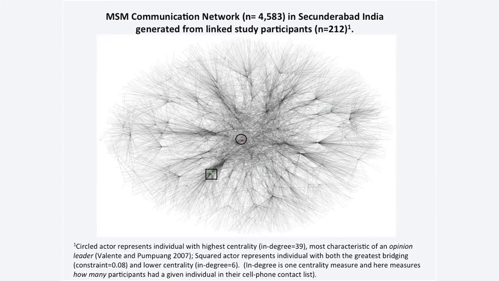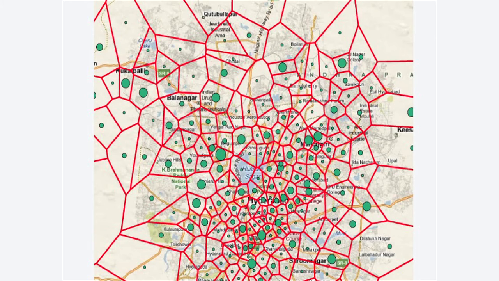This is what the network looked like. This is an MSM communication network with close to 4,500 people in it, from 212 respondents. The person I circled is the one we calculated as being the most centrally located in the network; they were connected to the most people. This person over here was the most bridging in the network, connected to two groups who were not connected to each other. That's important because HIV spreads through bridges. This is where people were located. You can see people are all over the city. In the US, there tend to be gay neighborhoods, but in India, people are located pretty diffusely across the neighborhood.